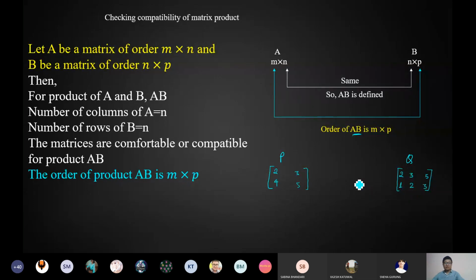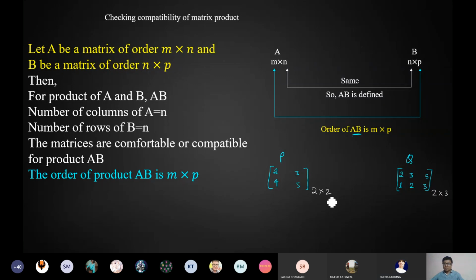Okay, I'll be asking this question to Sneha Gurung. Sneha, can you respond to me? Just turn on your microphone. Yes, sir. Okay, just tell me what is the order of this matrix P? 2 by 2. 2 by 2, very good. Order of this matrix Q? 2 by 3. Very good.